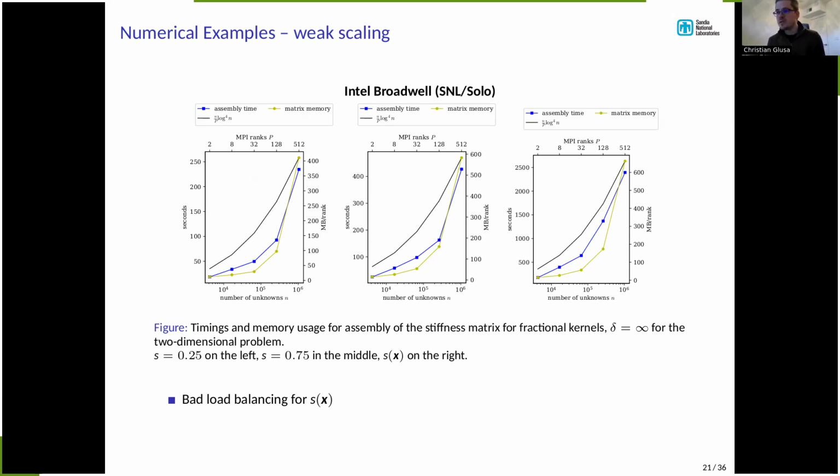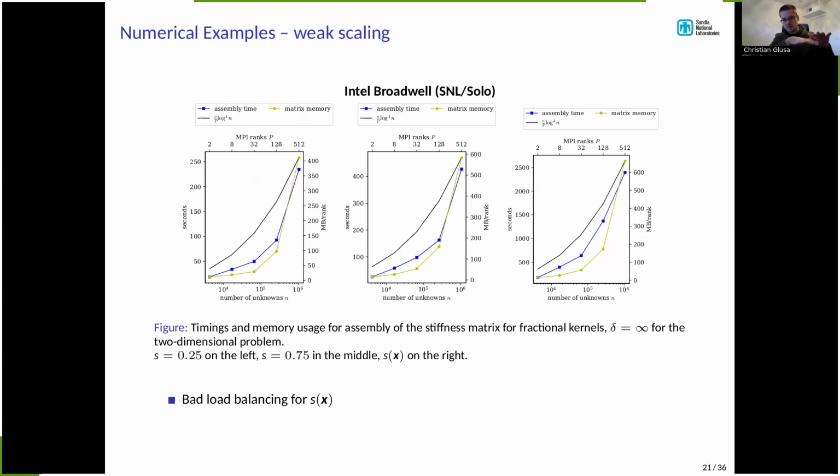We can see that we have the lowest time to assemble and solve the problem for the low fractional order. The time for the high fractional order is somewhat slower, and then there's a big slowdown when we look at a space varying fractional order. And the reason for that is that we're still having some issues with load balancing for this problem.